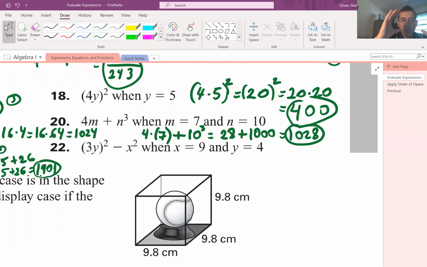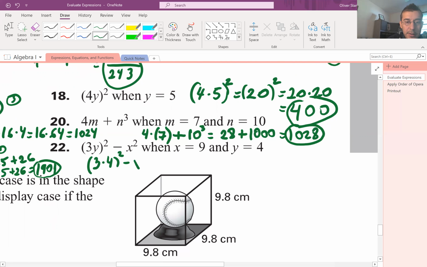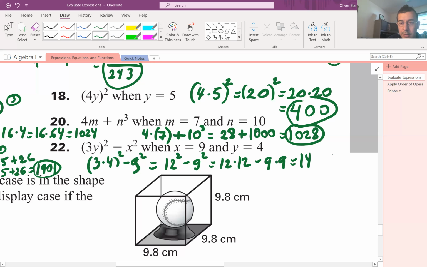3 times y parentheses squared minus x squared. So this is 3 times y is 4 whole thing squared minus x is 9. So this is 9 squared. So 3 times 4 is 12. So 12 squared minus 9 squared, or that is 12 times 12 minus 9 times 9. 12 times 12 is 144 minus 9 times 9 is 81. So this becomes, from 80 to 100, we have 20, right? And 44 is 64, but 63. So this is 63, and I'll explain why.